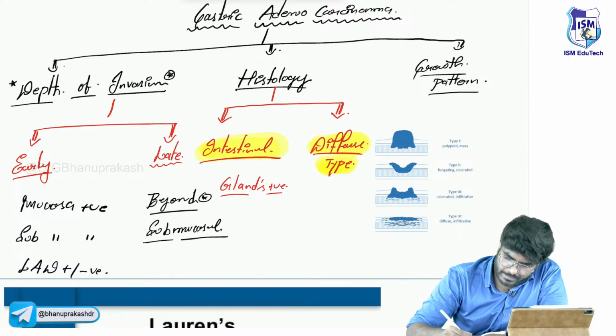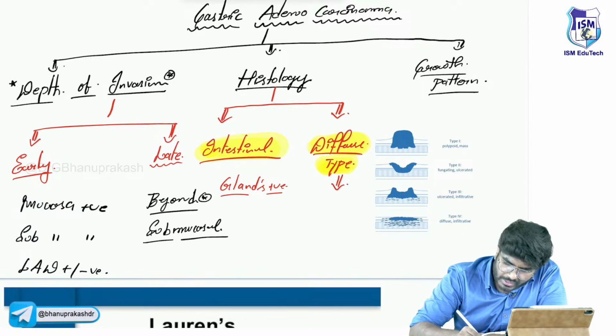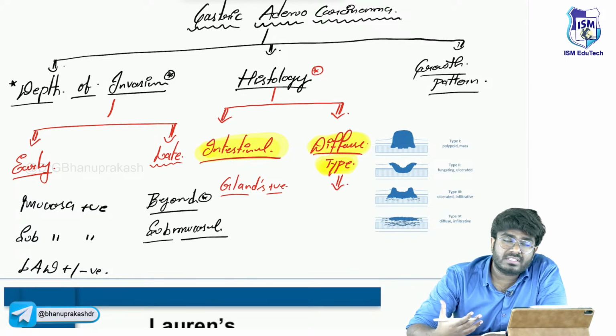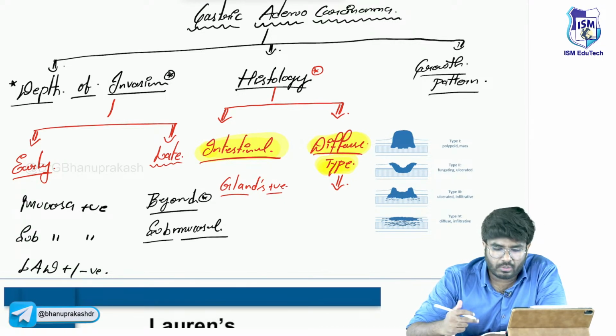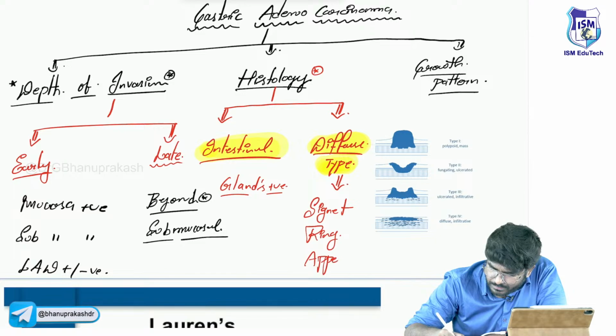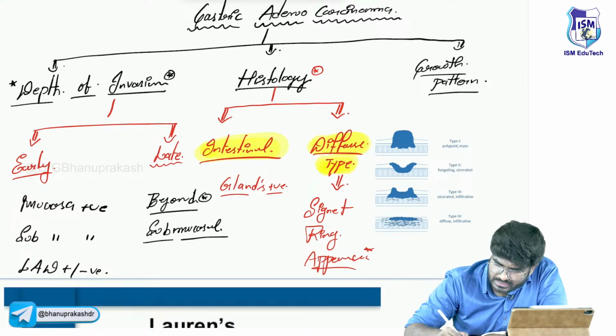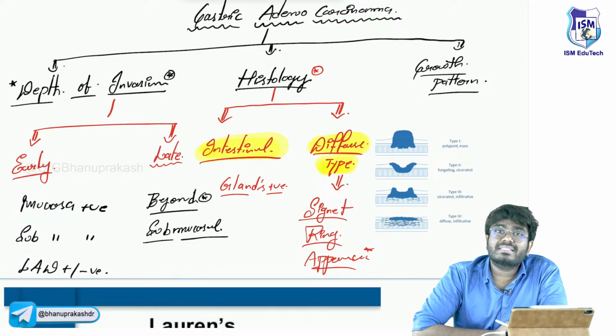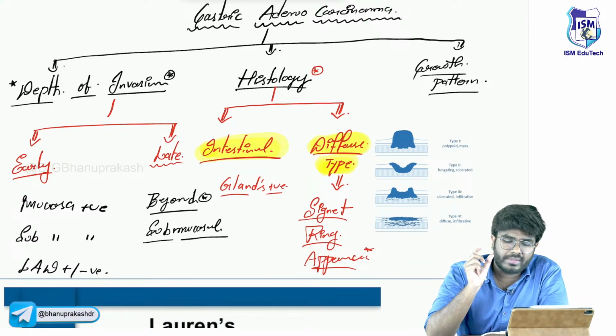In diffuse type, what is the microscopic appearance that is seen? On histology, what is something specific? What is something very much classical over here is signet ring appearance. I will show you these images also. Signet ring appearance. The cancerous cells, the neoplastic cells, are going to look like a signet ring, in the ring shape.